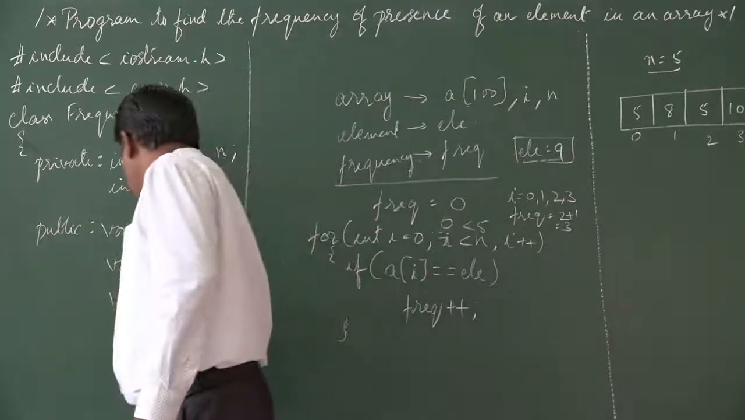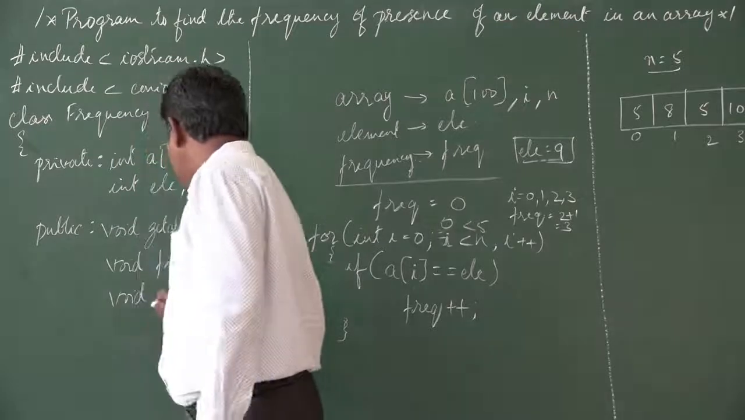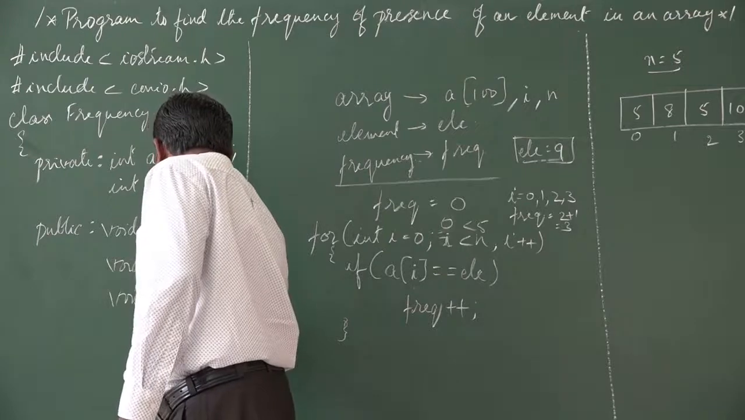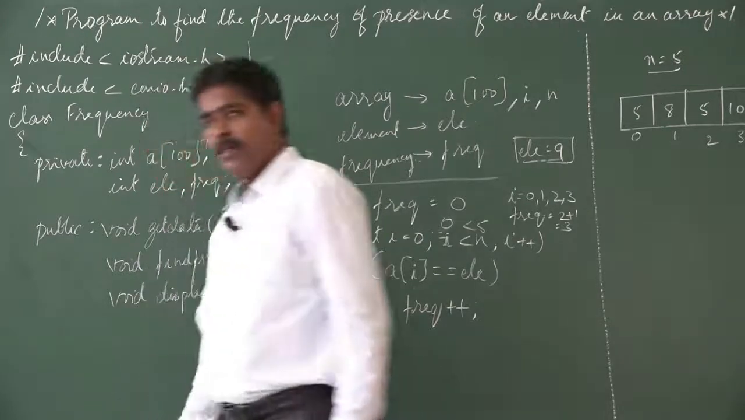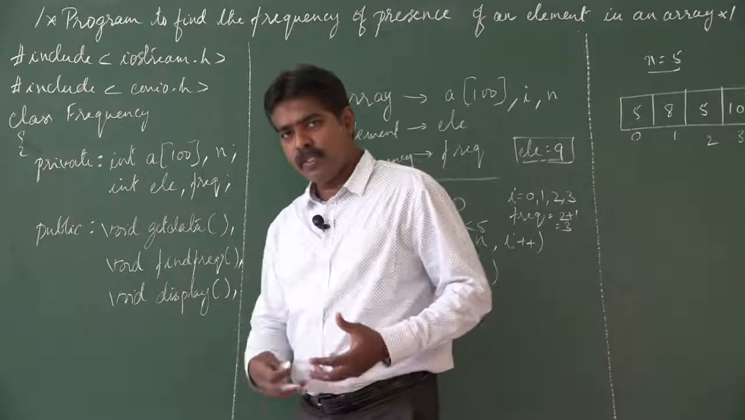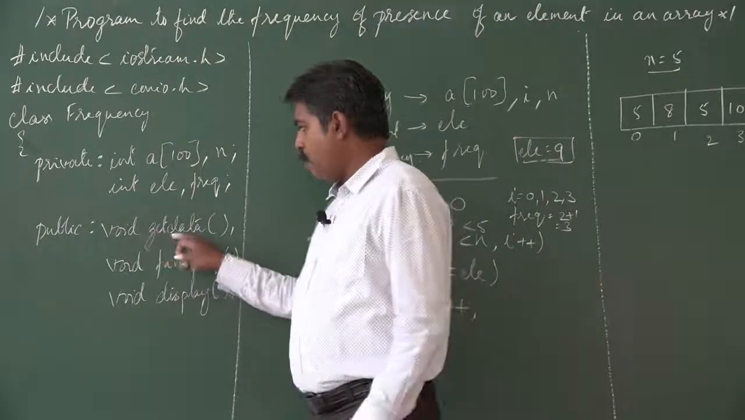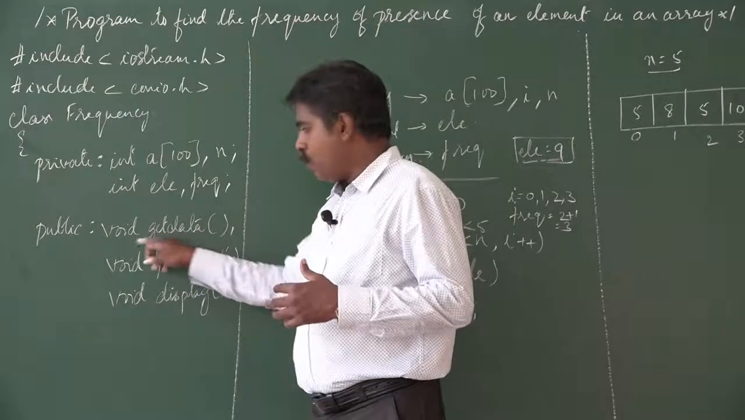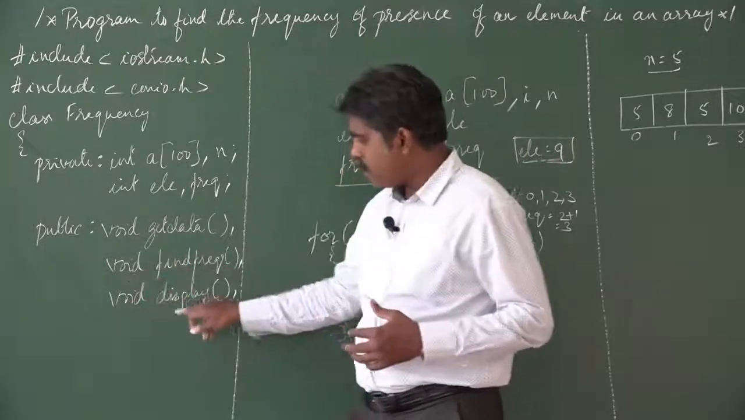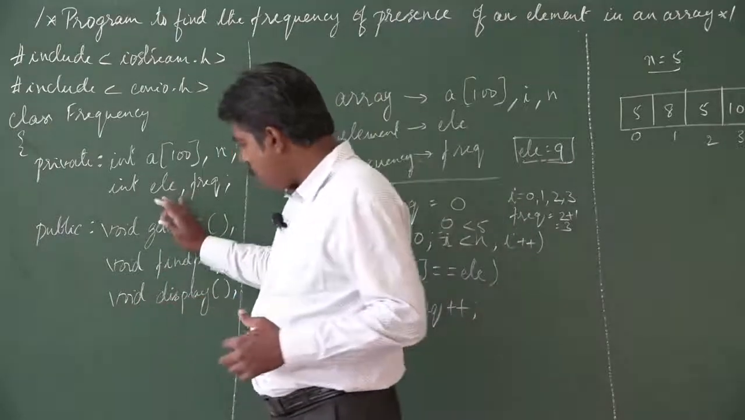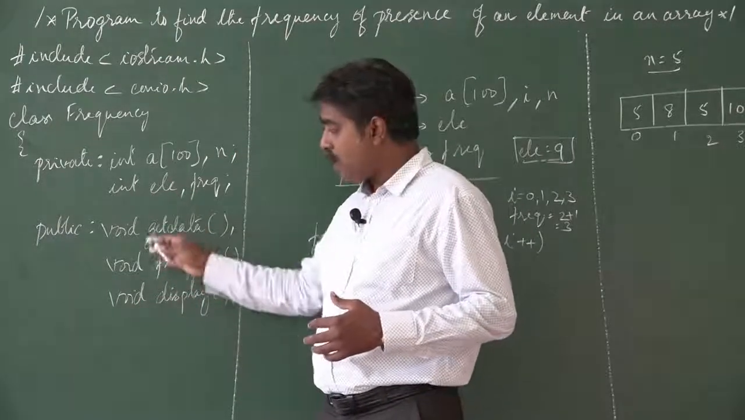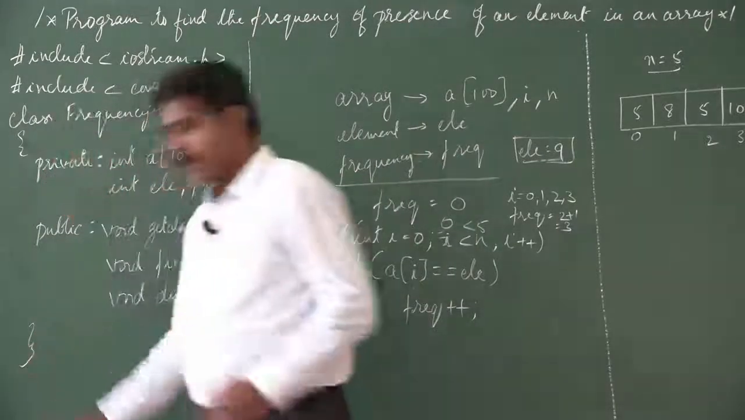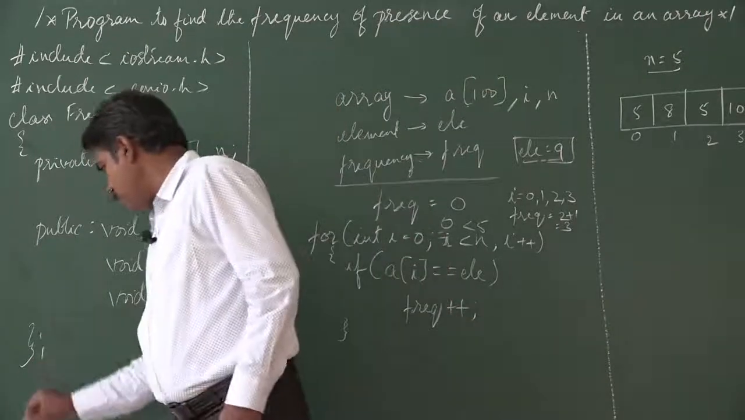Then void I take as display. Instead of output, I have taken display. In case you want to say output, you can use output. Let us try to use different names. Instead of get data you can say input also. So void get data, void find frequency, void display, these are the 3 member functions declared inside the class and we need to define them outside the class. So I take the closing flower bracket and say semicolon.